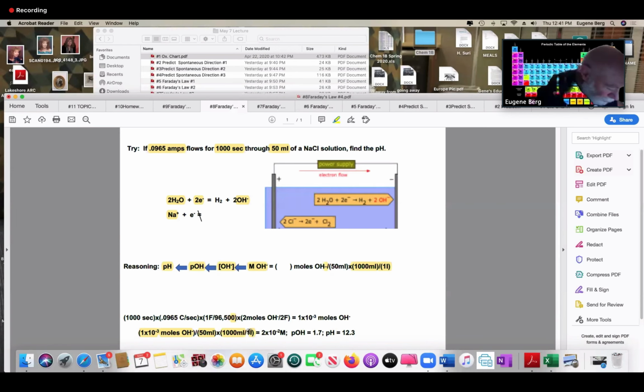So 1E-3 divided by 50. I think that's what I forgot. Divided by 50 and then times 1,000. Okay, so I get an answer of the molarity is 2 times 10 to the minus 2 molar. Abby, do you concur? Yes. Okay, now that's the hydroxide, so I'll take minus the log of that. So I get a pOH of 1.69, and then I'll subtract it from 14, and I get a pH of 12.3.